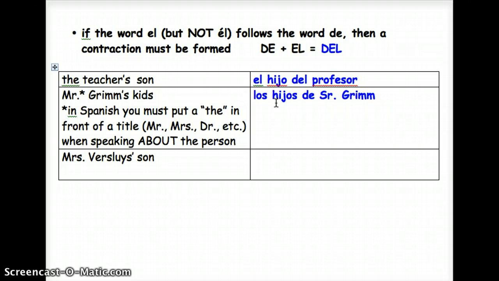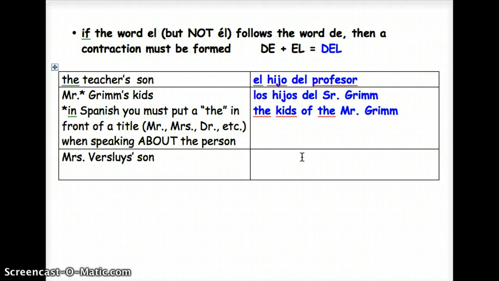So not to Mr. Grimm, but if you're speaking about Mr. Grimm. So really what you're going to be saying is the kids of the Mr. Grimm. And Mr. Grimm's a guy, so the that's going to go in front of Señor is el. And once again, instead of saying los hijos de el Señor, we're just going to say del.